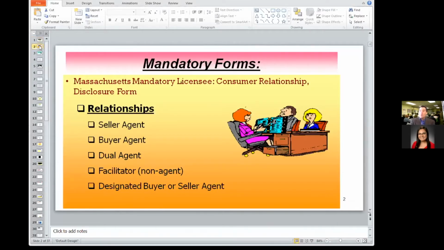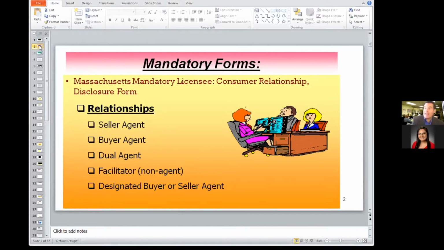We have mandatory forms, and one of the big ones, of course, would be the agency disclosure form, which of course comes into play all the time. You guys know that you must present this form prior to discussing a specific property in Massachusetts. In New Hampshire, it's a little different. It's the first business meeting, but this is a Massachusetts discussion. If you have any concerns about New Hampshire, you can give me a call and we'll make sure that you get some clarity on that.